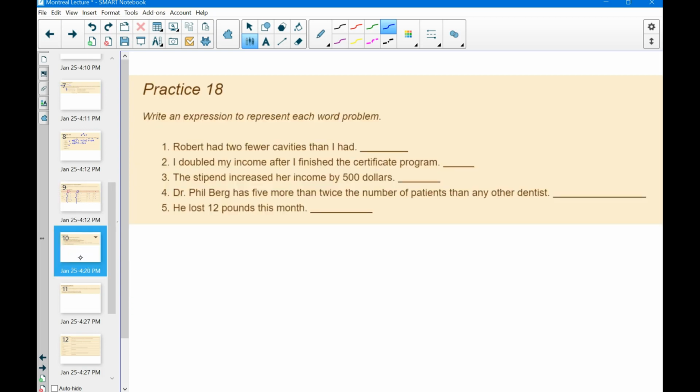So write this as an expression. Robert had 2 fewer cavities than I had. So Robert is equal to me minus 2. My cavities minus 2 would be the cavities that he has. He has 2 fewer cavities than me.